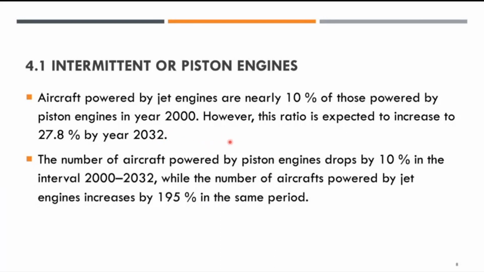But you can see from the table just now, the ratio is expected to increase to 27.8% by year 2032. So you can see there is an increasing number of aircraft powered by jet engines. The number of aircraft powered by piston engines dropped by 10% in the interval of year 2000 until 2032, while the number of aircraft powered by jet engines increased significantly, by 195%, in the same period of time.